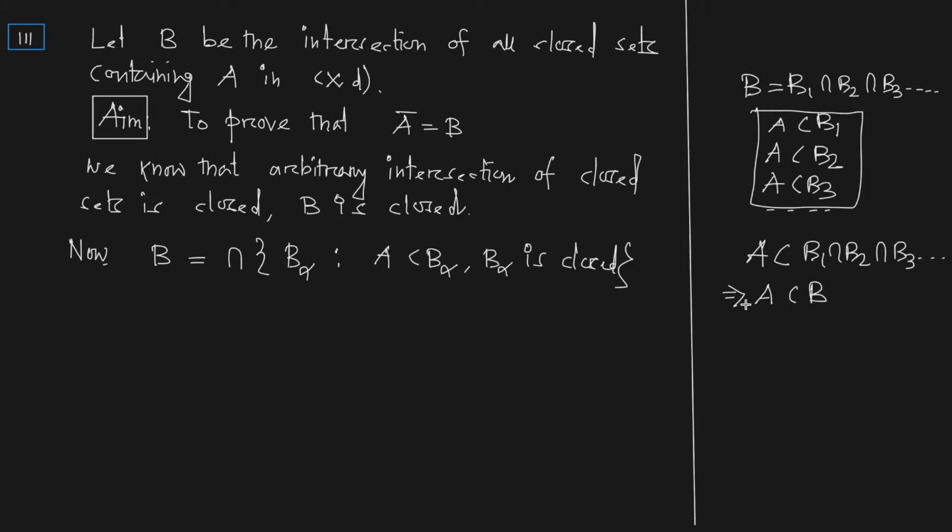Clear? Since B1 is a closed set containing A, B2 is a closed set containing A, B3 is a closed set containing A, if we take their intersection, A intersection A is a subset of B1 intersection B2 intersection B3 dot dot, that is B. So we get A is a subset of B. Clear? Is this much clear?